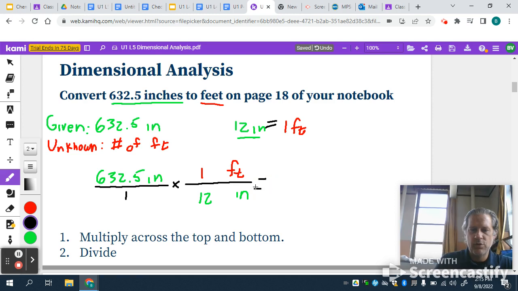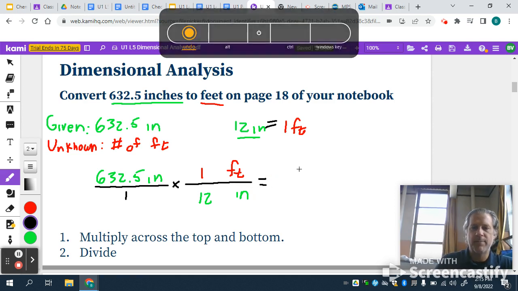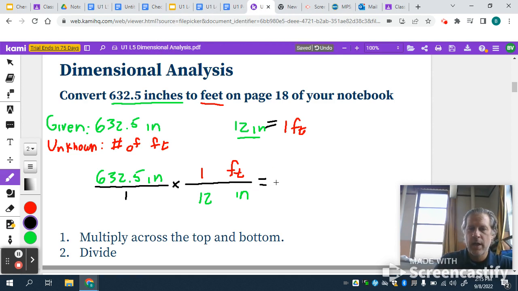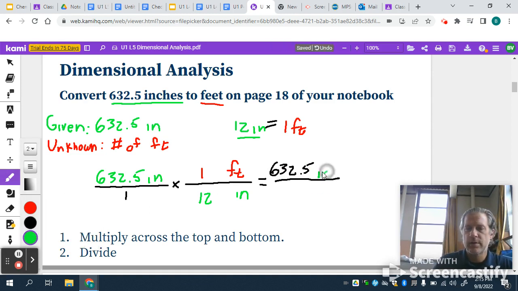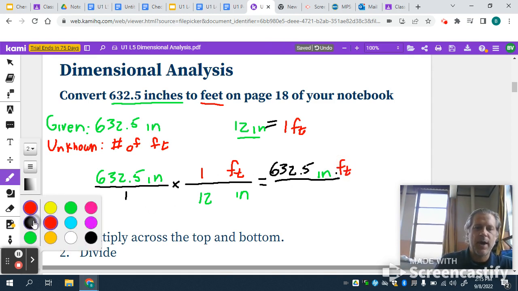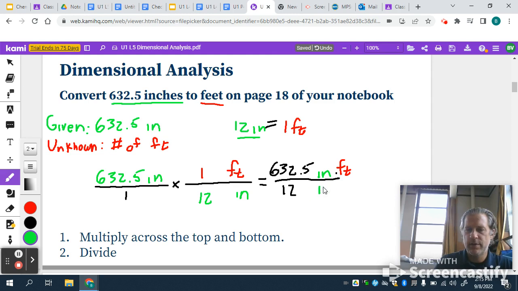And so if I do what the directions on the bottom tell me to do, which is multiply straight across the top and then multiply straight across the bottom, I'm going to take 632.5 and multiply it times 1. That gives me 632.5, and the unit I bring across is inches times feet. If I multiply straight across the bottom, 1 times 12 is 12, and if I bring that unit across, I have the unit of inches.